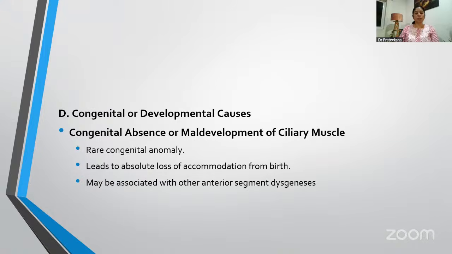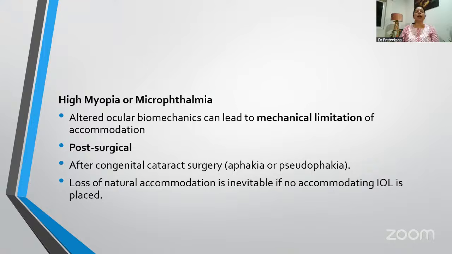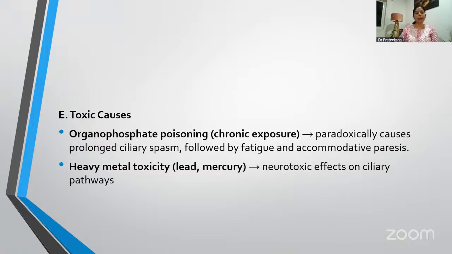Congenital or developmental causes: there can be congenital absence or maldevelopment of ciliary muscles, a rare congenital abnormality, which leads to absolute loss of accommodation from birth and may be associated with other anterior segment dysgenesis. High myopia or microphthalmia, with altered ocular biomechanics, can lead to mechanical limitation of accommodation. Post-surgical: after congenital cataract surgery, aphakia, pseudophakia, loss of natural lens accommodation is inevitable if no accommodating IOL is placed.